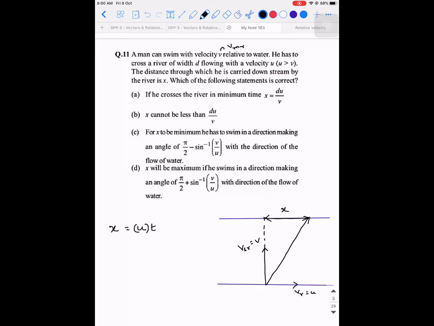Accepted. What is the width of the river? It is d. So u into what is the time taken for the person to go to the other end? It is nothing but distance divided by speed, d by v. So u into d divided by v is the answer. That is the first option. Why I told first option is because if he wants to cross the river in minimum time, he has to start perpendicular to the river.